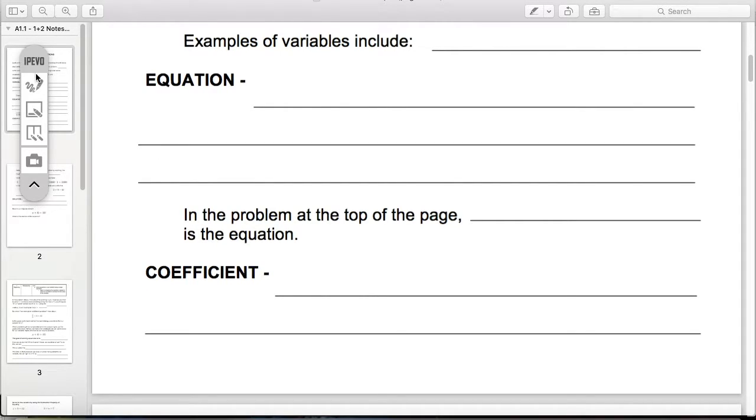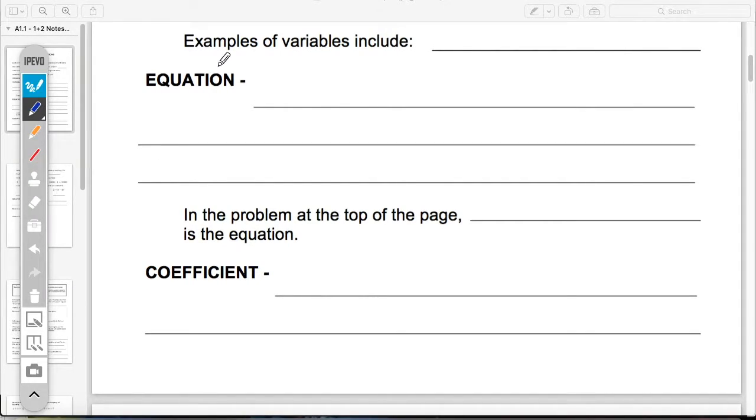So let's look at some examples of variables. As we said, just lowercase letters. So we could use x, y, z, a, b, c, etc. There are a couple of letters that you will not commonly see used as a variable because they mean something else in the world of mathematics. A good example of that is the lowercase letter e.